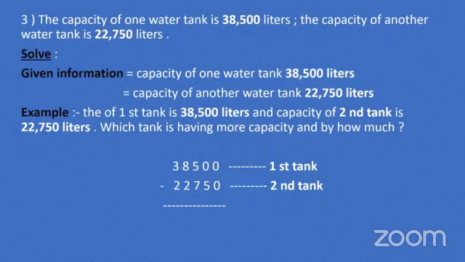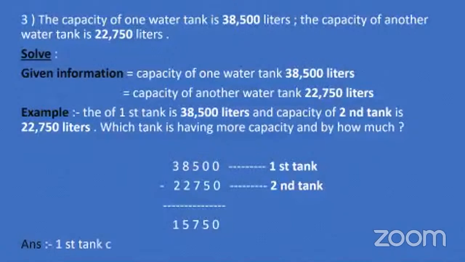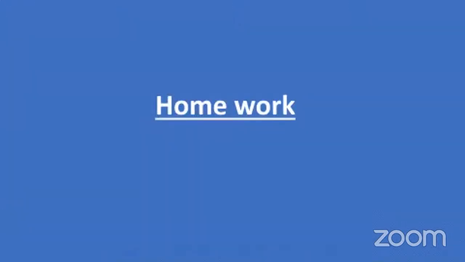22,750. So the answer is 15,750. So the first tank capacity is 15,750 liters more. How much more capacity does the first tank have? 15,750 liters. Okay. First tank capacity is 15,750 liters more.